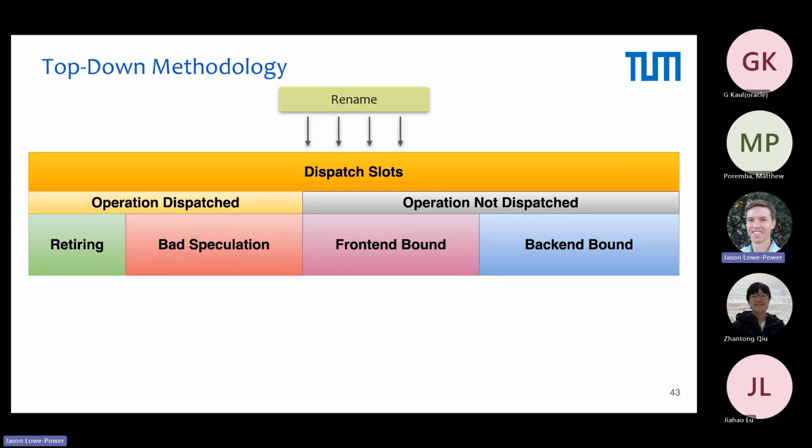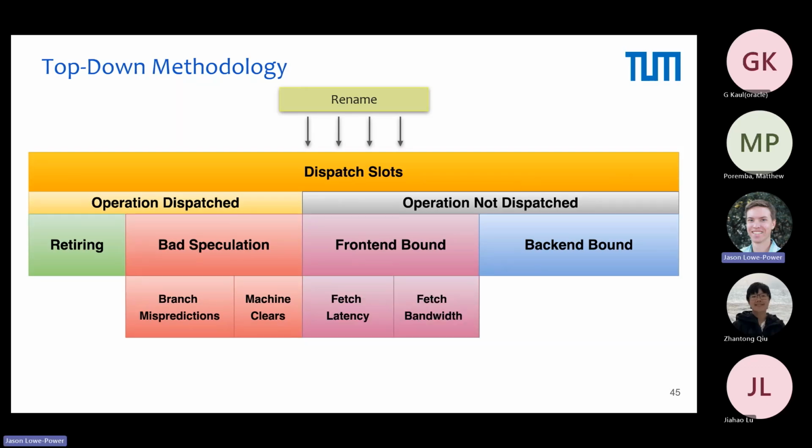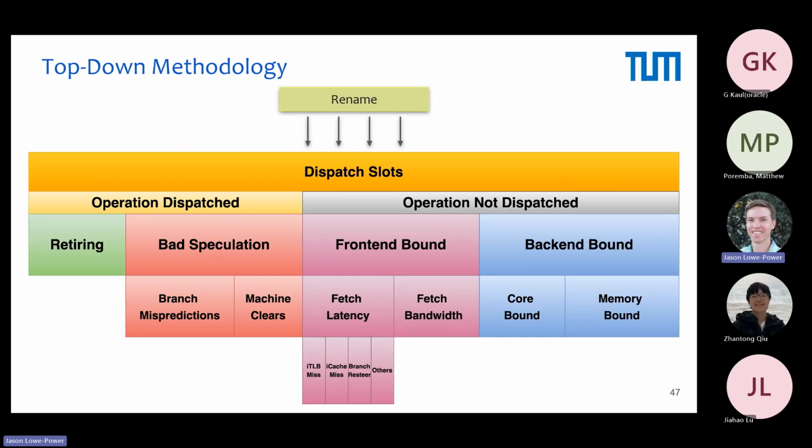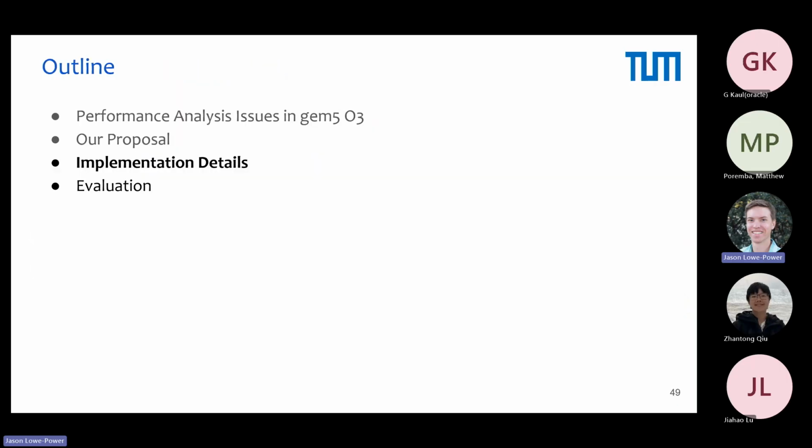So moving on to level 2, after finding your bottleneck in level 1, we can drill down into level 2. For bad speculation, we have branch mispredictions and machine clears. And machine clears stand for any other pipeline flush, such as memory order violations. For front-end bound, we have fetch latency and fetch bandwidth, and for back-end bound, we have core bound, the contention on execution units, and memory bound, the contention on the memory hierarchy. And we can even drill down into level 3 at the granularity of microarchitectural features for these categories.